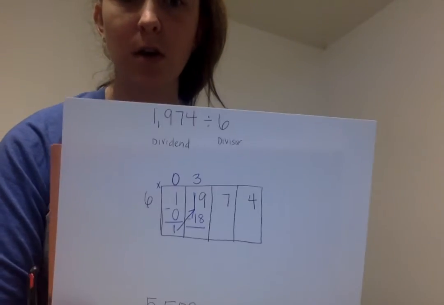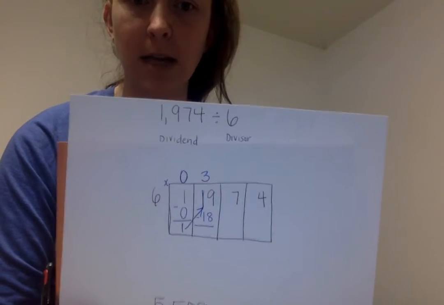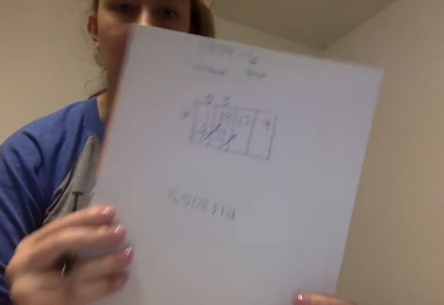I put my 3 on top. 6 times 3 is 18. Again, I have to subtract. So 19 minus 18 is 1. And again, I take that 1 up and over to the 17.